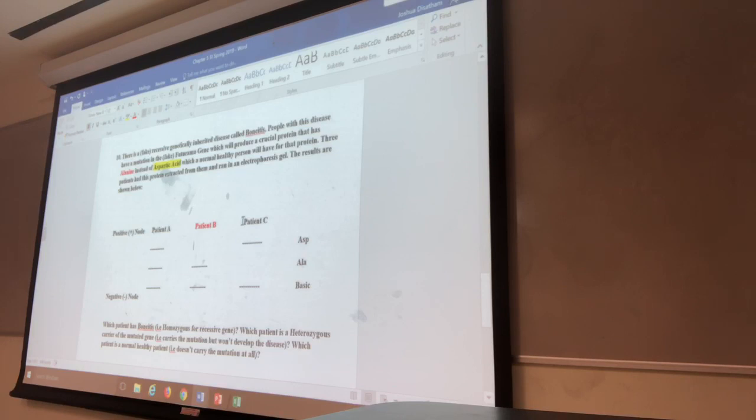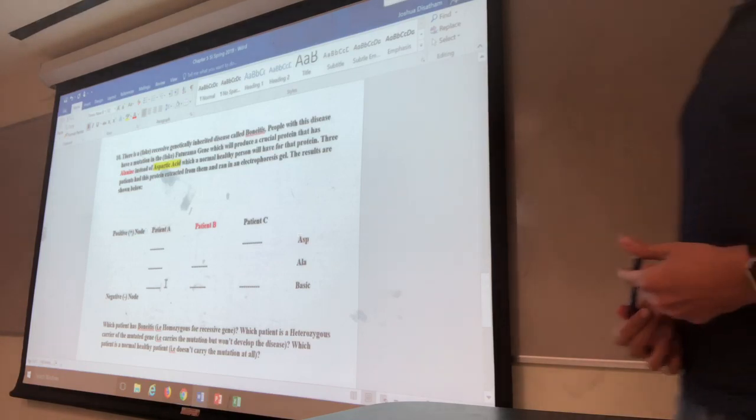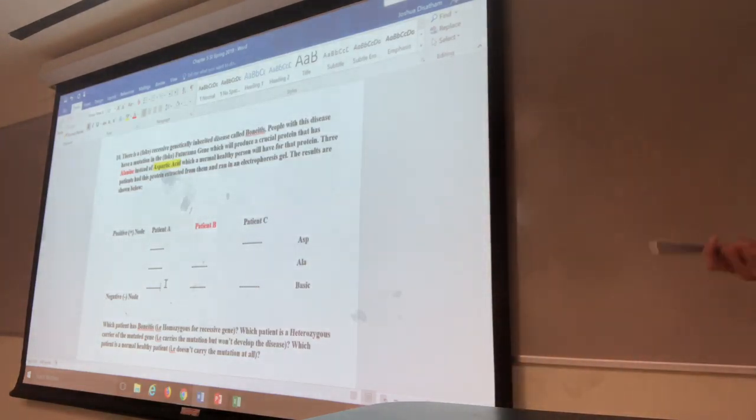All right. Patient C, we're going to ask it the other way around. Patient C, what type of patient do you think this is? Is this a carrier or is this a normal healthy person? Normal healthy person, because they're only producing aspartic acid. Okay? Therefore, by process of elimination, patient A must be what? The heterozygous, the carrier of this disease. All right? Because they are producing both aspartic acid and alanine. And that does happen a lot. In terms of genetic diseases, most genetic diseases only happen when you have the mutation in both copies of your chromosomes, of that gene. Okay? Any questions on how to interpret this?